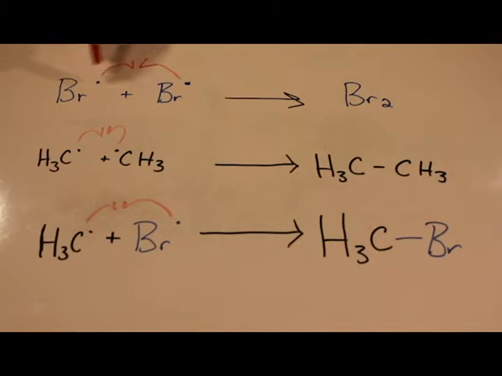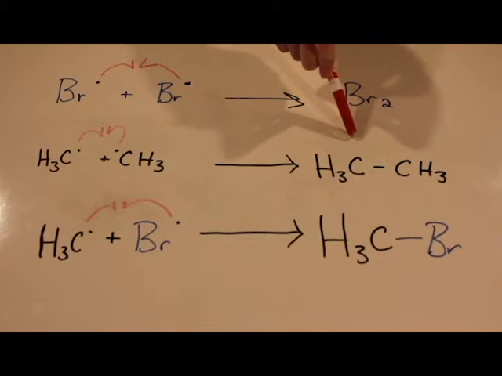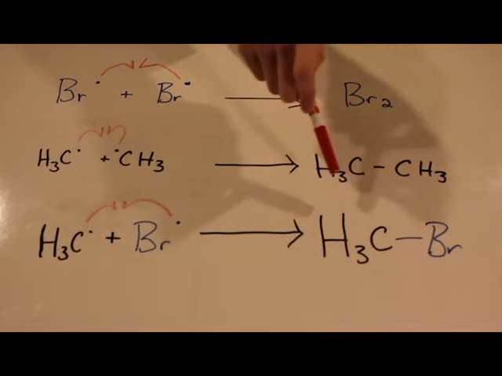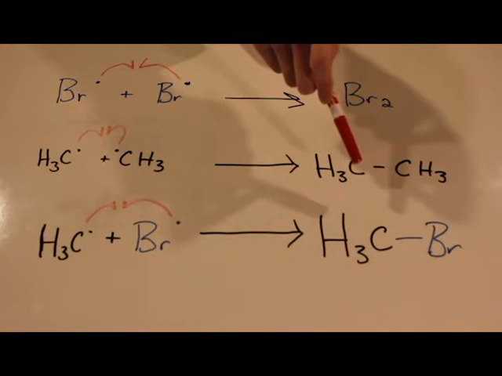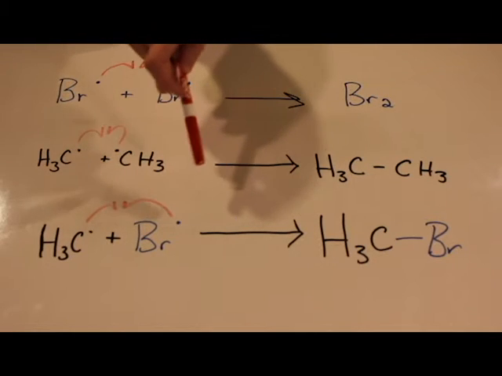This could be two Br radicals, which is the reverse of initiation, two CH3 radicals, which forms a minor side product, or a CH3 and a Br radical. This last one actually forms our major product, however it's in a very small amount. Less than 1% of the product is formed through termination.